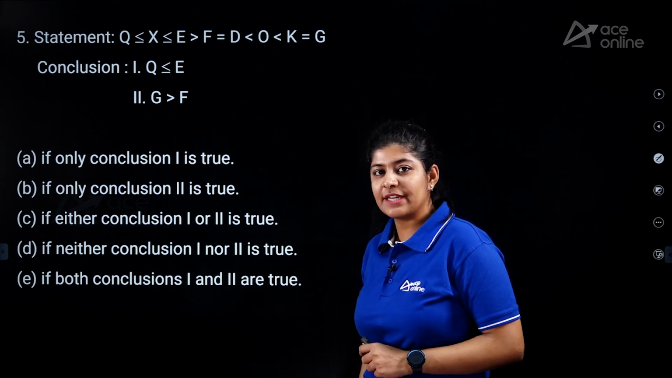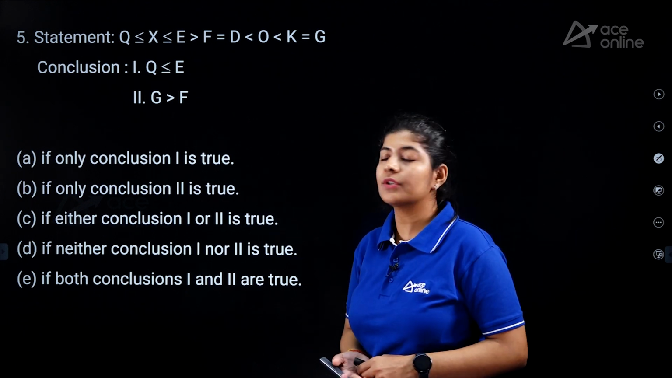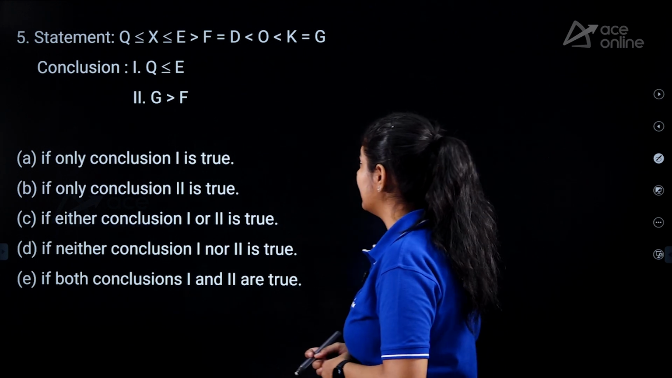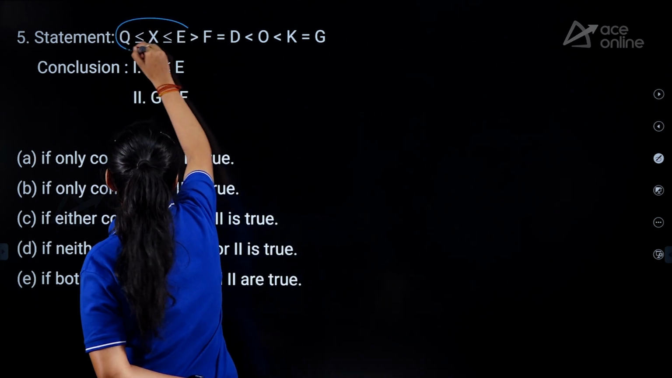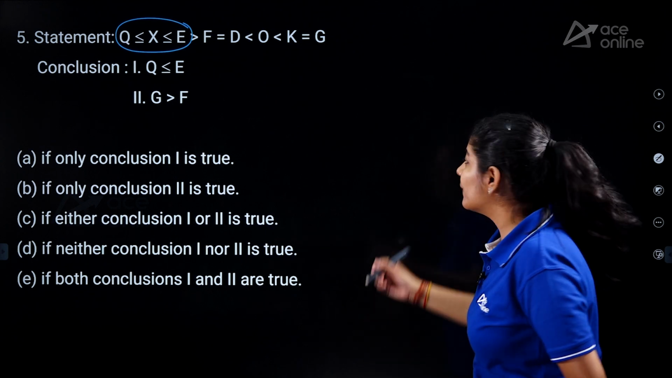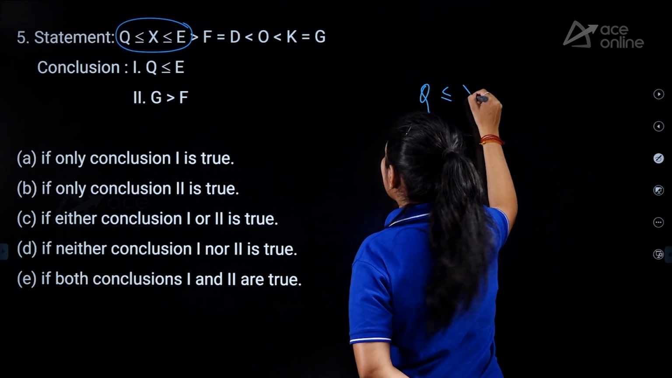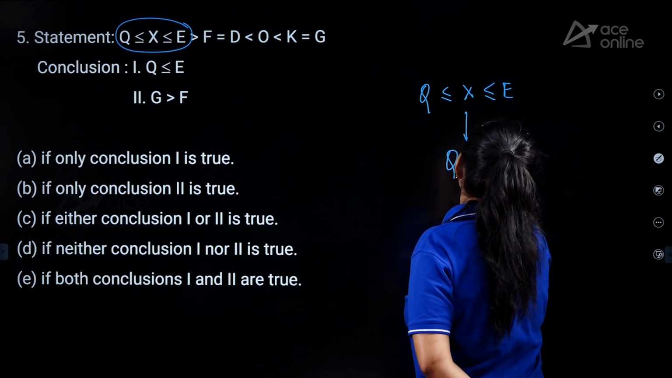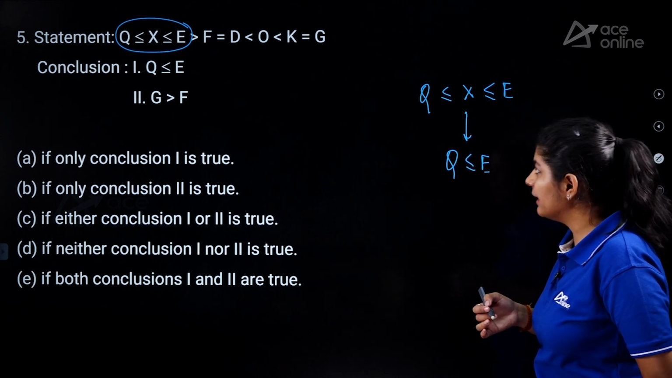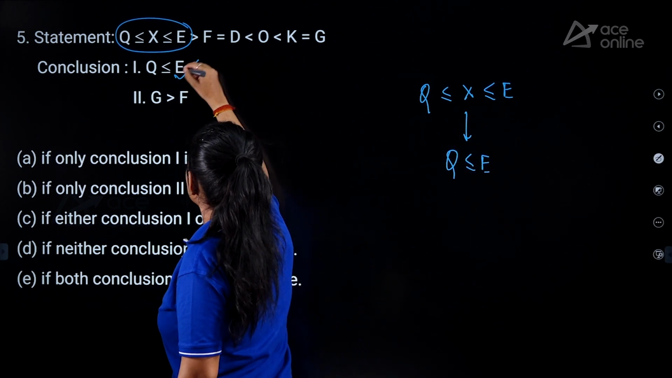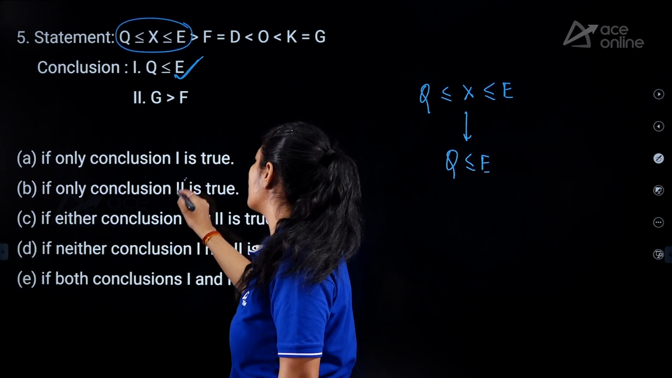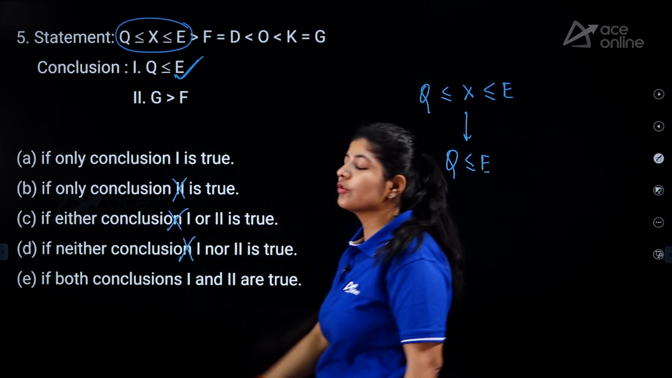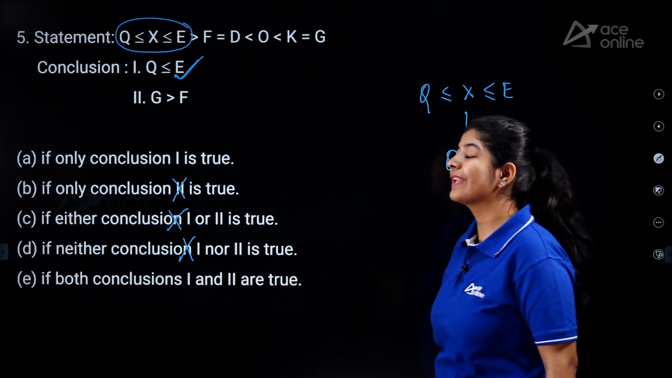Okay, so here again a statement, and on the basis of that we have to check the two conclusions. The first conclusion says that Q is less than or equal to E. If we check this particular thing, here we are getting equal symbols, the same symbols. So we can easily determine this Q is greater than or equal to E. If we can say that, then this conclusion is true. If this conclusion is true, then option number B is eliminated, and option number C and option number D are also eliminated. Is it clear? Okay, next.